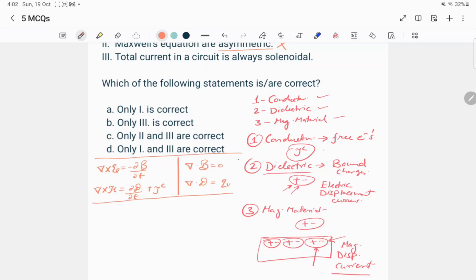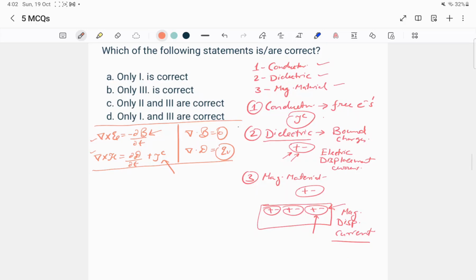But looking at these four equations, one can easily get confused that they are asymmetric. Why? Because in these two curl equations, del cross E and del cross H, the right hand side here has only one term, whereas here it has two terms. Here the right hand side is 0, here it is QV. So one can easily get confused. But why do the equations look asymmetric when Maxwell's equations are actually symmetric in nature? So let us see why.